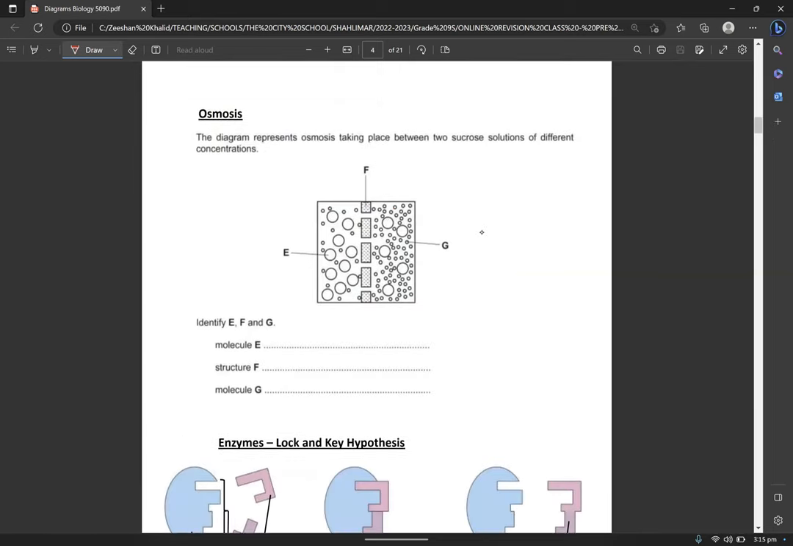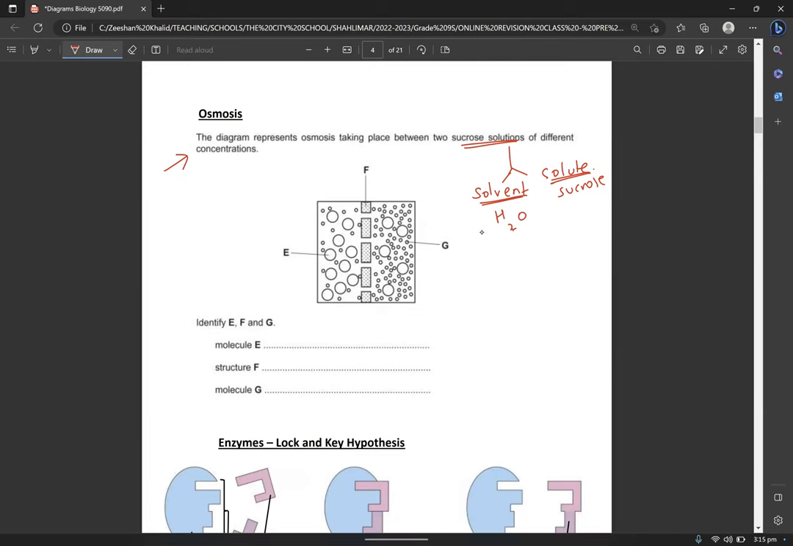Moving ahead, we have now the idea of osmosis. Okay. The statement says the diagram represents osmosis taking place between two sucrose solutions of different concentrations. Dekhiye, you have to understand whenever we're talking about a solution, we are basically talking about a solvent and a solute. Or sucrose solution mein jo solute hai, wo sucrose molecules hai, aur jo solvent hai, wo water hai. Yaad rakhe, this is a very basic, simple concept.